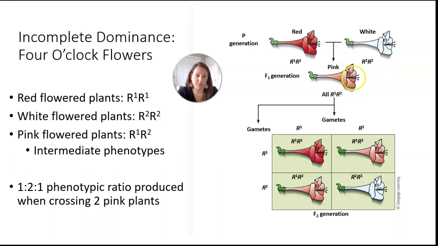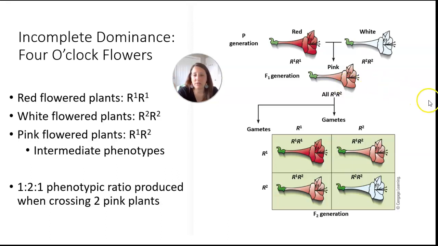Look at the phenotype. Okay, so again, if this was true dominance, then this F1 generation would look like one of the two parents. It doesn't. It looks like an intermediate. So it's not red and it's not white, but it's pink. Okay, so again, this is incomplete dominance.